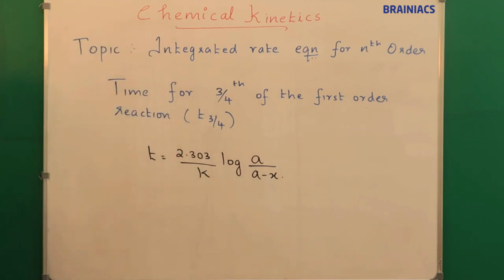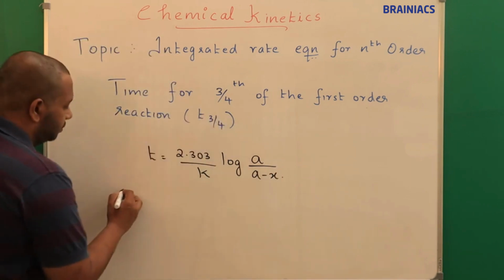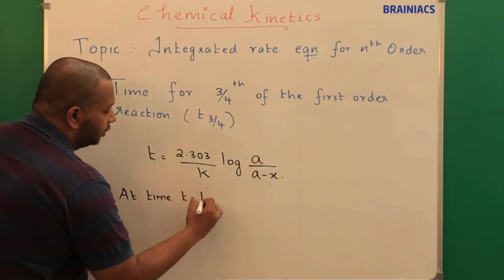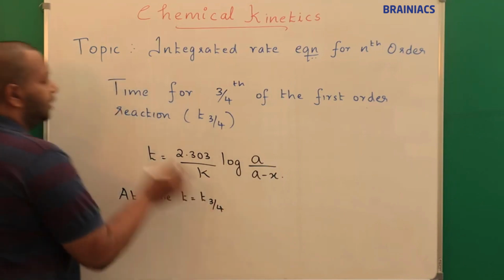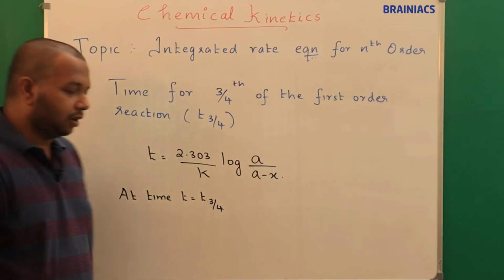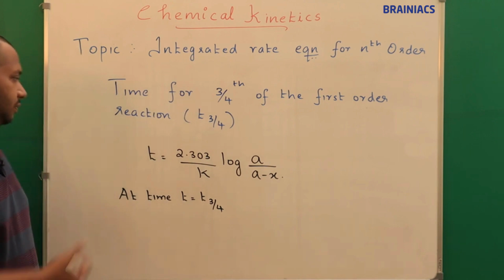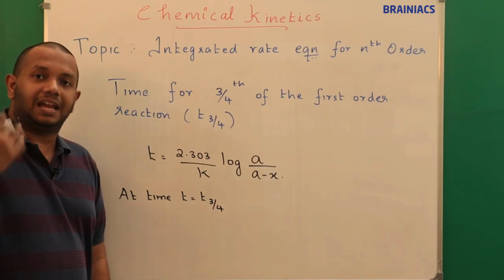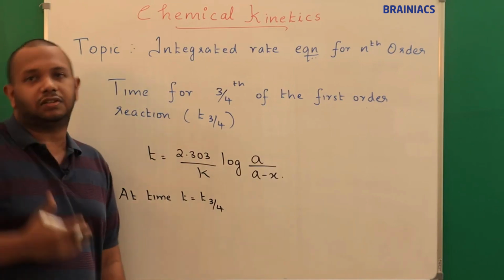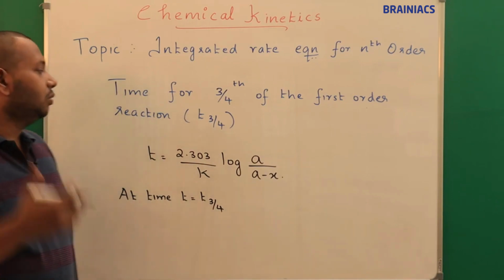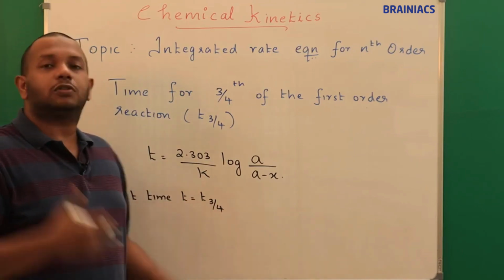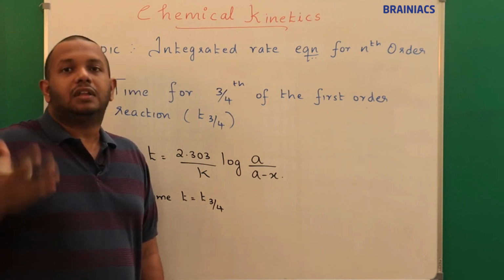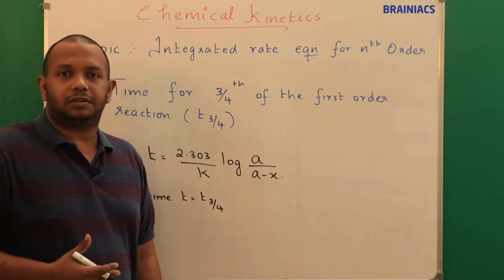Just now we have seen the formula. Now we assume at time t is equal to t3 by 4. So when time becomes t3 by 4, what will happen to the product actually? We know that half-life means the time in which the reactant becomes half of the initial concentration, correct? Now in this case, when 3 by 4th of the time is consumed, so what will happen? You can say 3 by 4 or that much amount of product has formed, correct?